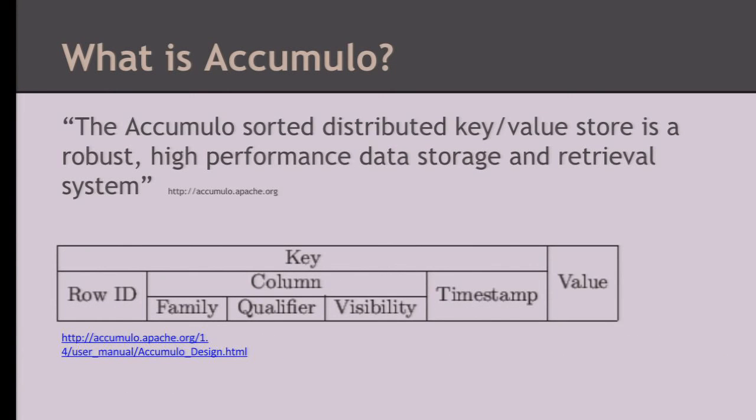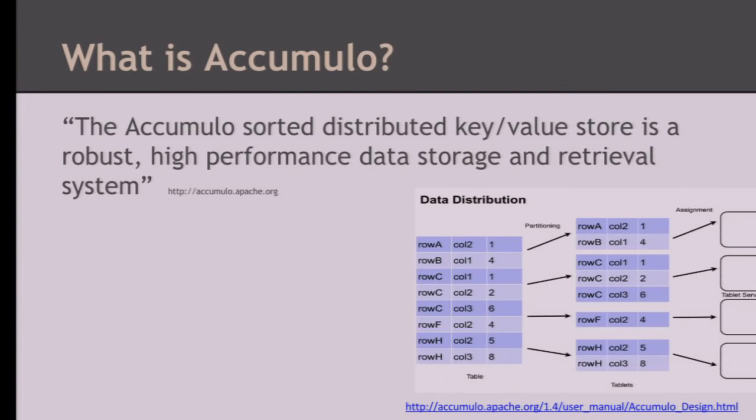I already mentioned it's a column family-oriented database. The key is decomposed into a 5-tuple. Visibility is the security element of that. We take advantage of all of these different elements of the key, and the value is an uninterpreted blob of bytes.